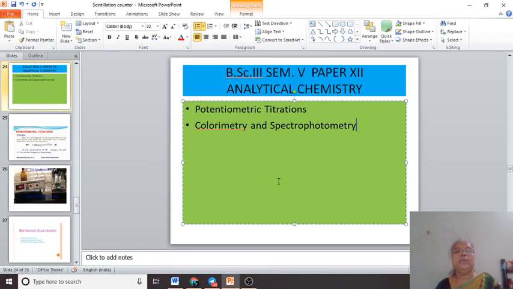In potentiometric titrations, due to the addition of titrant, the concentration of the electrolytic solution at the electrode changes, either increasing or decreasing, and it is determined by measuring its potential.